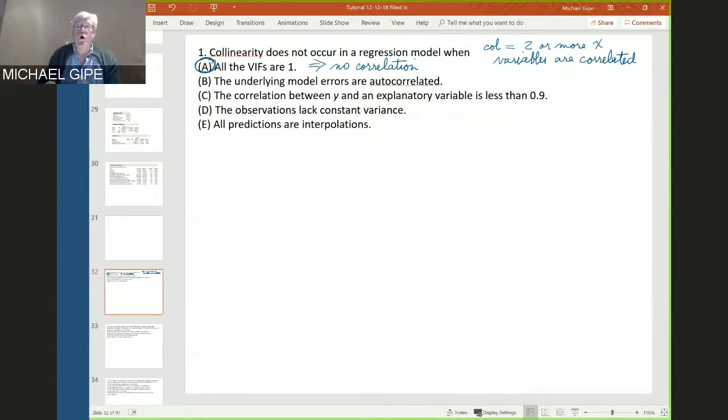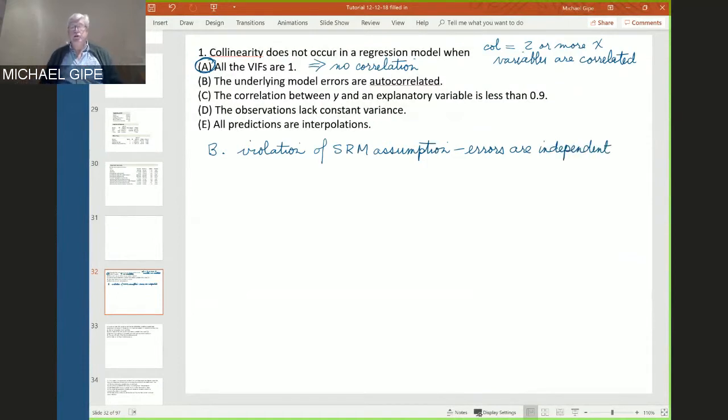Let's look at the ones that are wrong, the wrong answers. The underlying model errors are autocorrelated. This is a violation of the SRM assumption that errors are independent. And this is not an indication of a problem of collinearity.